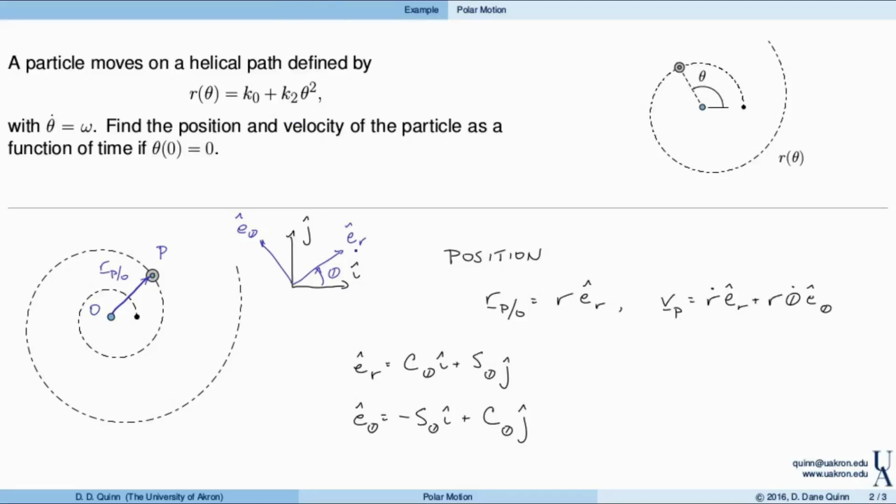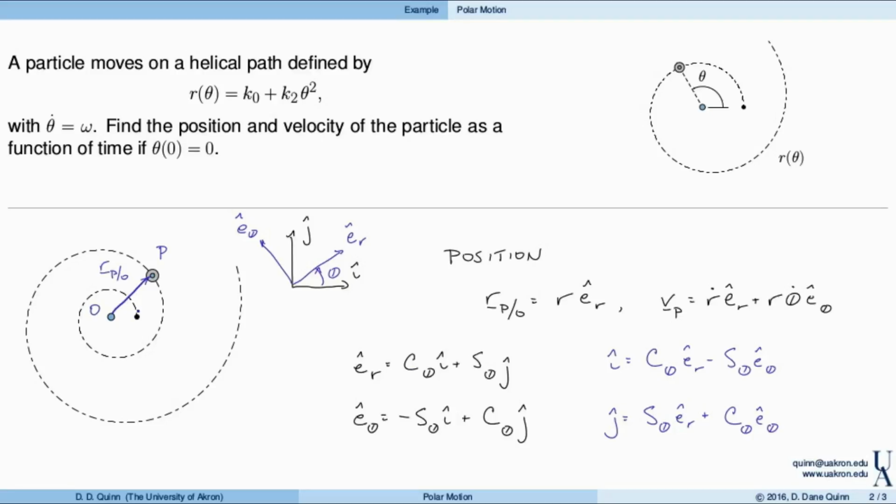Likewise, we can express I and J in terms of ER and E theta. Doing so, I is cosine of theta in the ER direction minus sine of theta in the E theta direction, while J is equal to sine of theta in the ER direction plus cosine of theta in the E theta direction. So now, in terms of the angle theta, the inclination of the particle with respect to horizontal, we have ER and E theta in terms of I and J, and I and J in terms of ER and E theta.